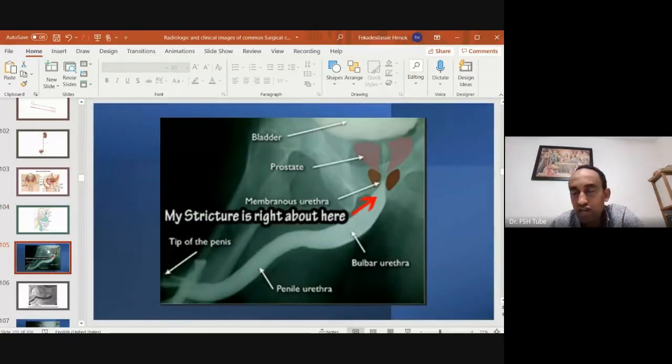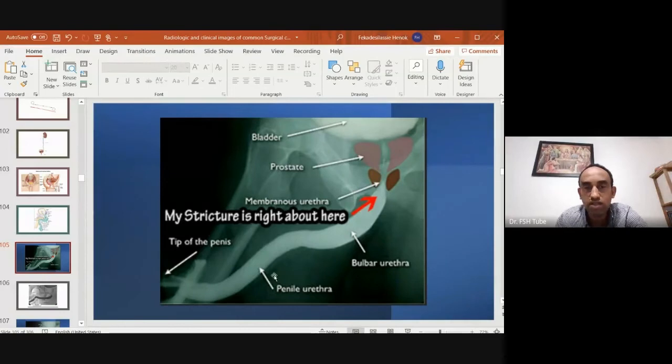So you can kind of guess where I am going, right? What kind of study is this? This is just like urethrocystography, right? We are trying to outline the urethra and the bladder. So this is the urethra. This is the penile urethra. This is the bulbar part. This is the membranous part. And this is the prosthetic part. And here you have the bladder. So it's kind of normal.